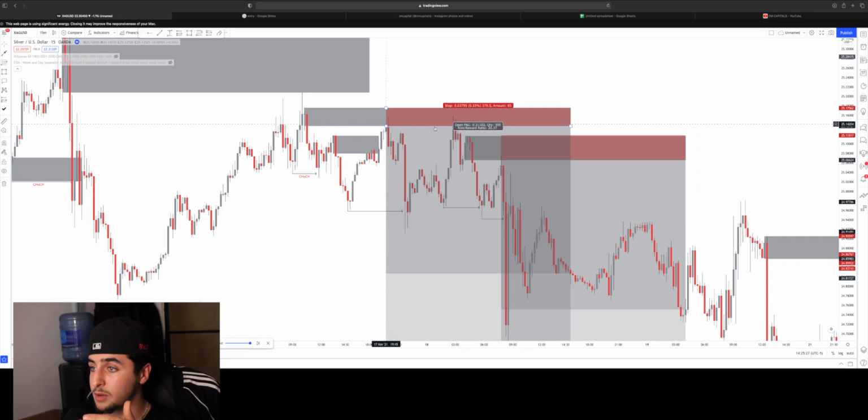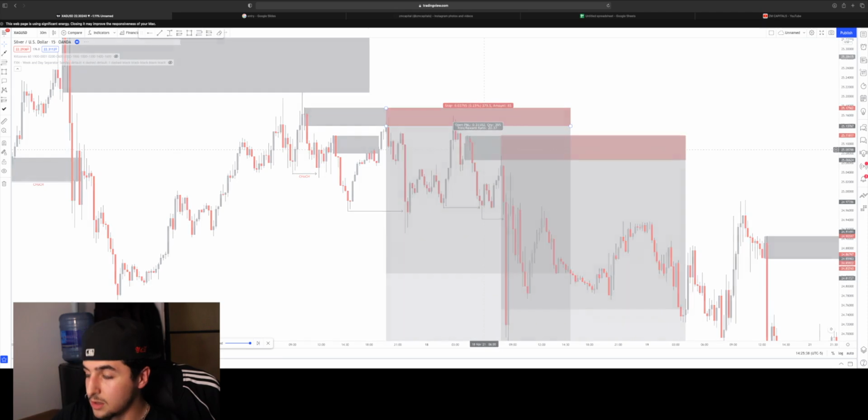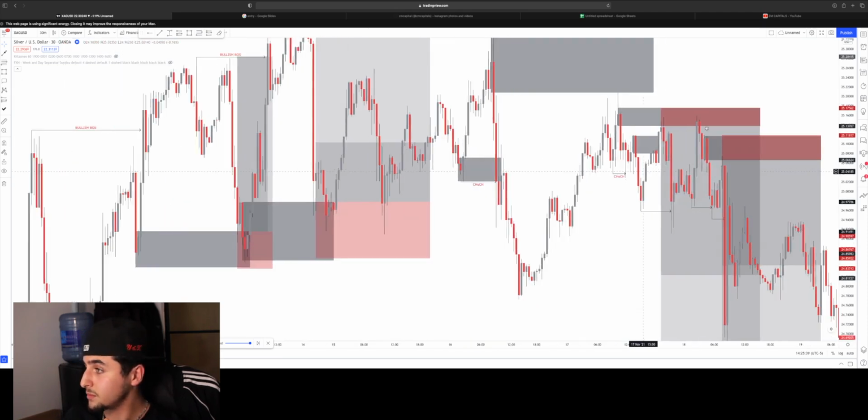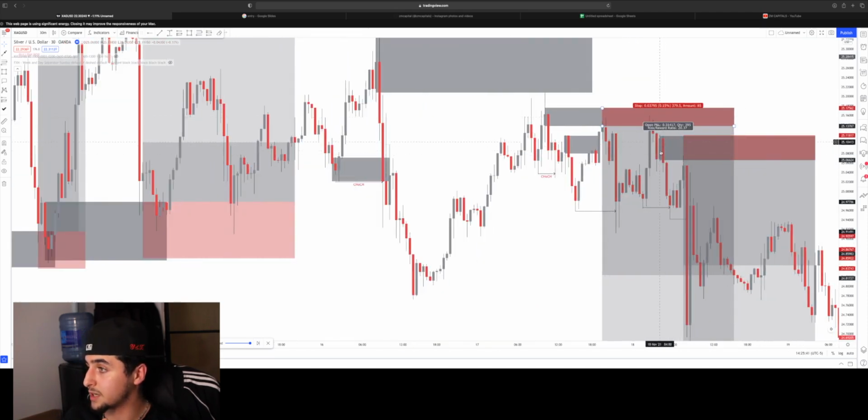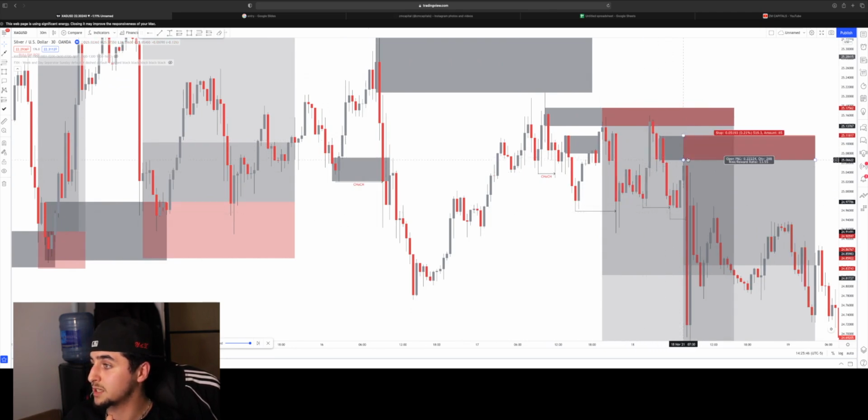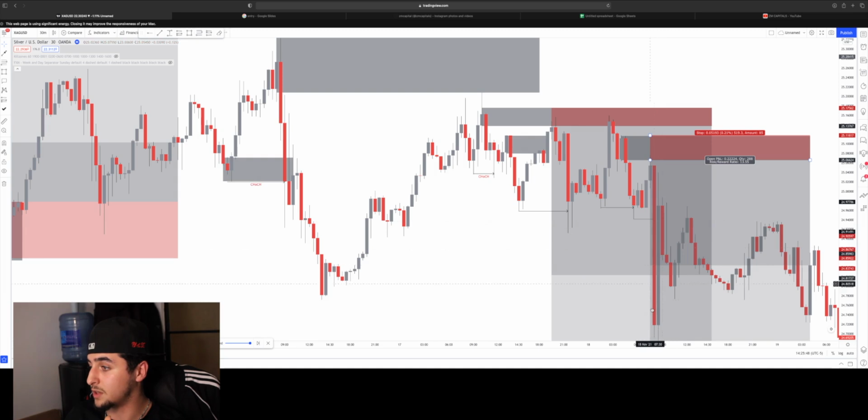So once this area of supply was mitigated, price took out the low, again showing its willingness to move over to the downside, and pulled back into a new area of supply, which was on the 30-minute. As you can see right here, a very nice buy-to-sell candle which broke the low, price pulls back, mitigates the candle, and then continues over to the downside.